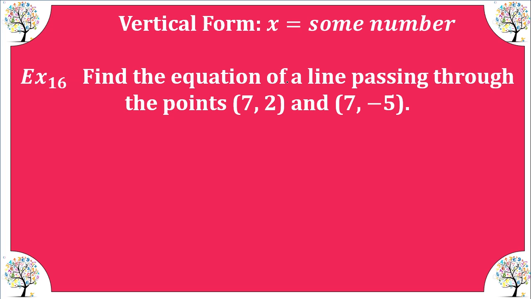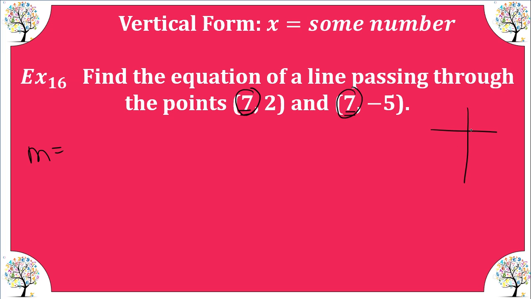So if we want to find the equation of a line that passes through the points 7, 2 and 7, -5, and we did not recognize that these x's are repeating, meaning it's not a function, therefore it's that vertical line. As you recall, all lines are functions except the vertical line because it doesn't pass the vertical line test.